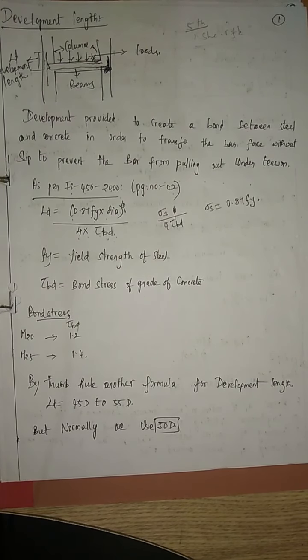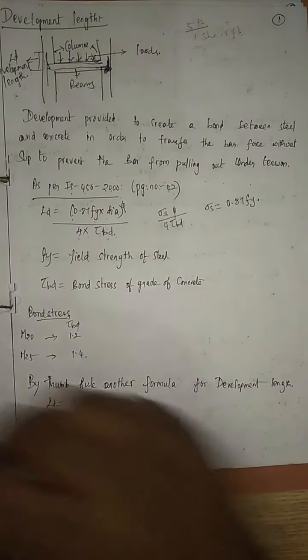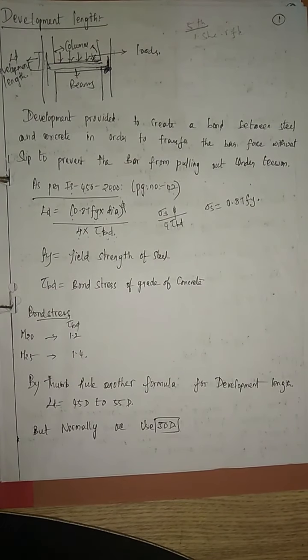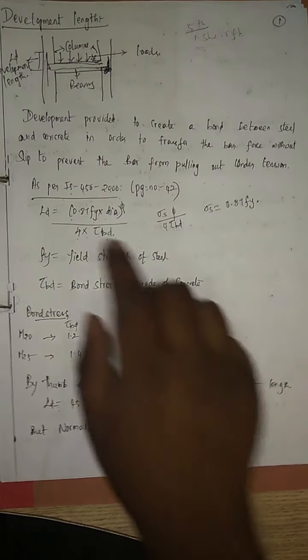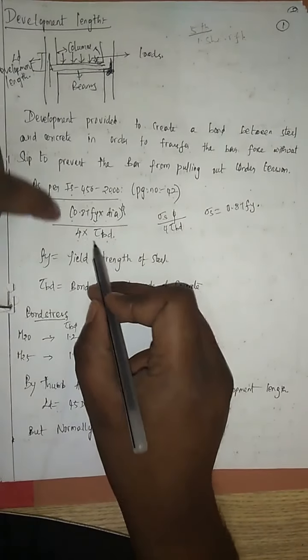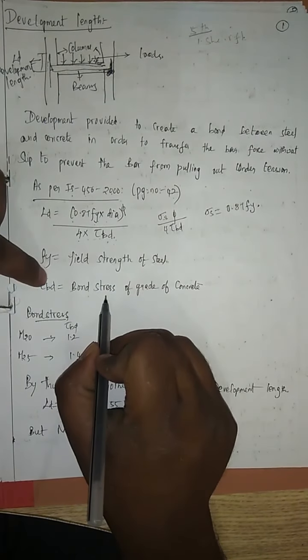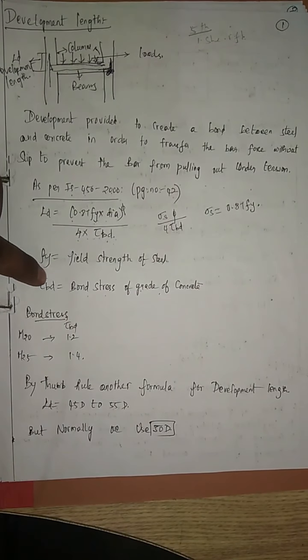Okay, so you may ask, this is a simple formula. I am going to repeat it again. It is 0.87 Fy into phi. Phi is nothing but the diameter, divided by 4 into tau BD. Tau BD is nothing but the bond stress of the grade of concrete.